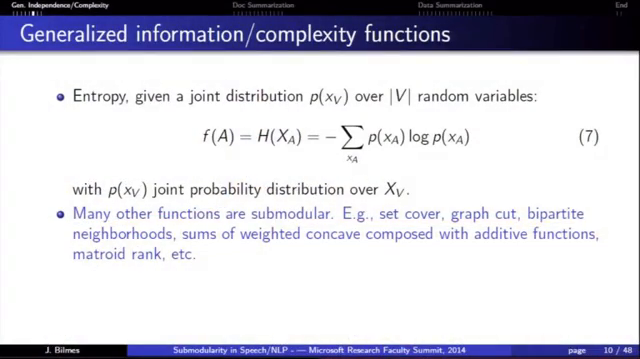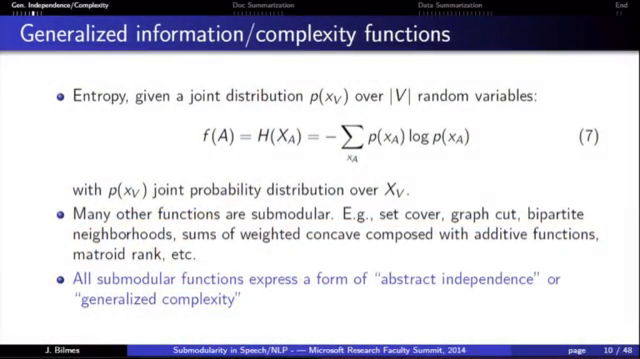But there are many, many other functions that are submodular. In fact, submodularity is a vast class of functions. They live in a cone with 2 to the n degrees of freedom, including things like set covers and graph cuts and bipartite neighborhood functions and sums, the closed-end or concave mixtures, and so on and so forth. So there's a very large set of submodular functions. But in each case, what turns out to be interesting is that they can all be seen as essentially forms of Shannon information functions without necessarily having the difficulties associated with the entropy function.